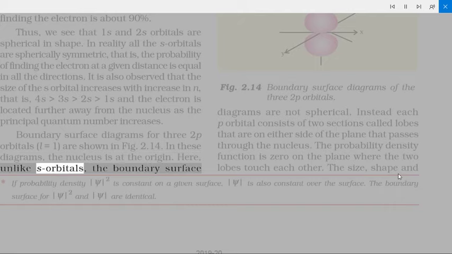Here, unlike s orbitals, the boundary surface diagrams are not spherical. Instead, each p orbital consists of two sections called lobes that are on either side of the plane that passes through the nucleus. The probability density function is zero on the plane where the two lobes touch each other. If the probability density |psi|^2 is constant on a given surface, |psi| is also constant over the surface. The boundary surfaces for |psi|^2 and |psi| are identical. Fig. 2.14: boundary surface diagrams of the three 2p orbitals.